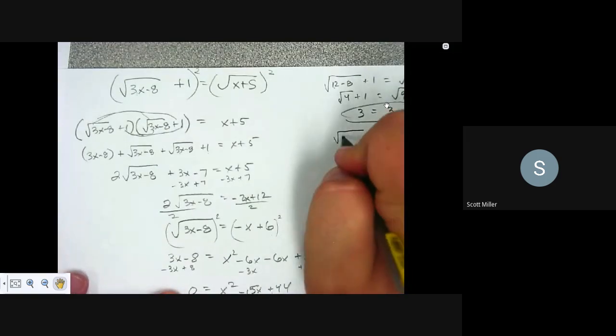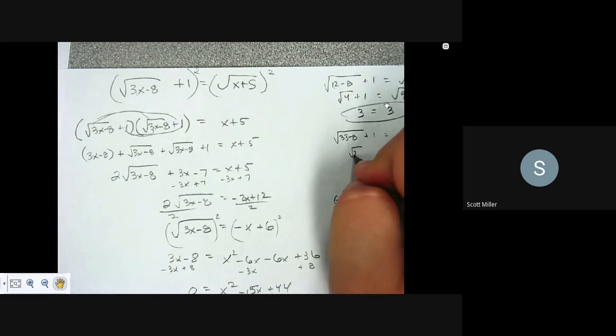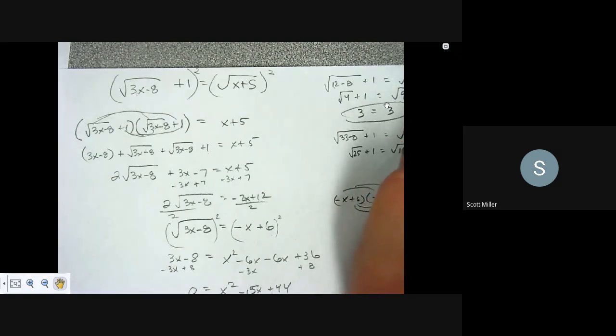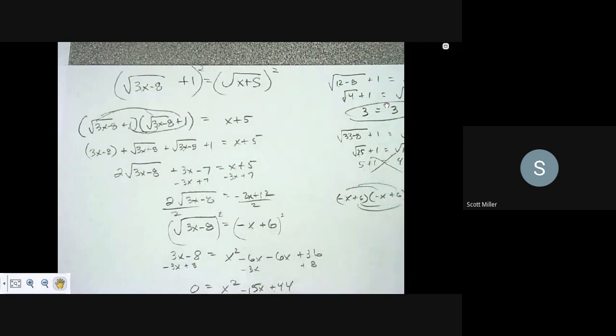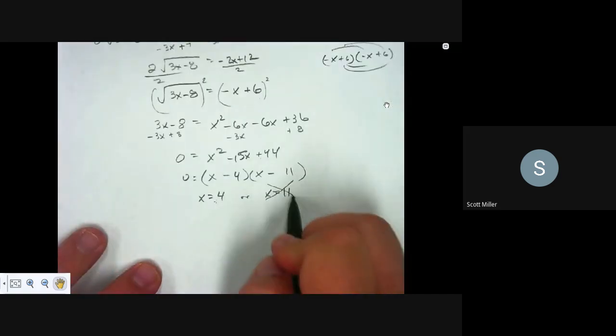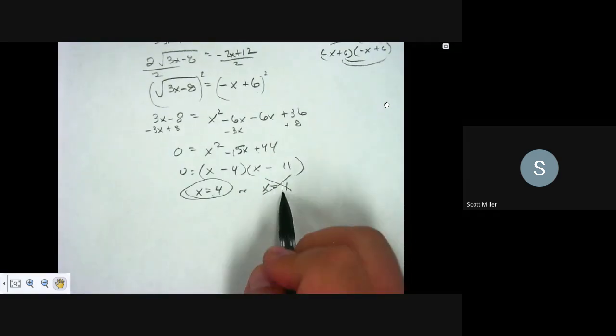Let's try the 11. If I plug in the 11, I'm going to get 33 minus 8 plus 1, and 11 plus 5. 33 minus 8 is 25. So this is the square root of 25 plus 1. This over here is the square root of 16. The square root of 25 is 5, plus 1. This is a 4. Nope. Didn't work. This one is not a solution. Only that one is. And that's how you deal with it. This was extraneous. This is the only solution.